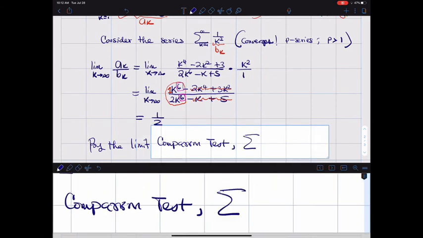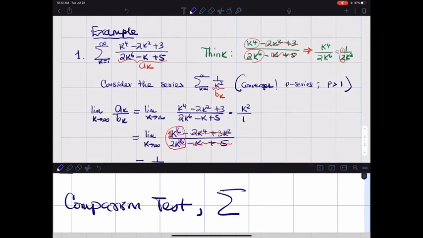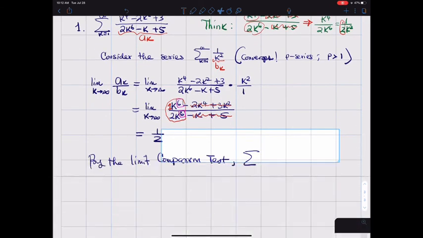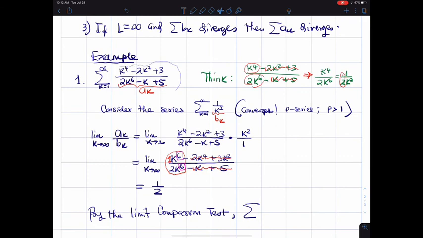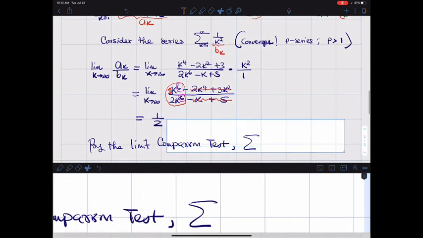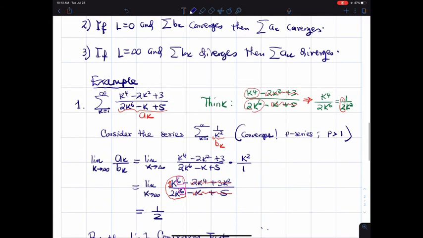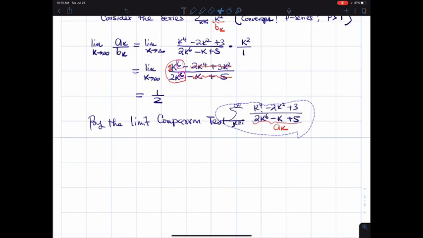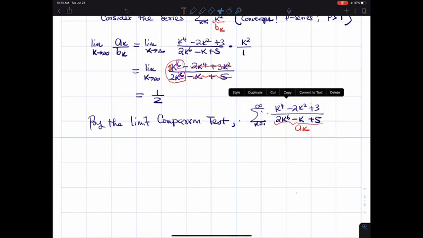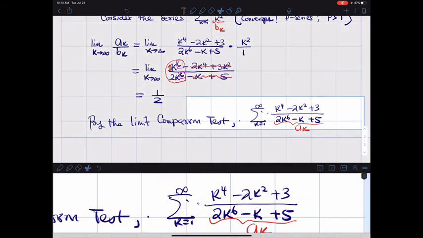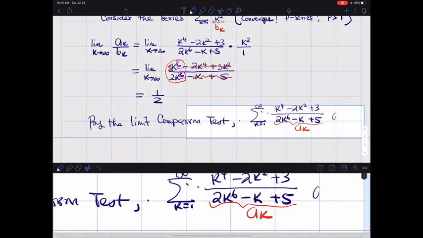this summation, this whole thing, I'm just going to copy because I don't feel like writing it again. Oh shoot, it didn't work. That's weird. Okay, copy, paste. All right, so this series converges.